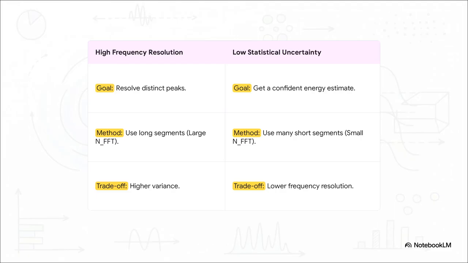So, at the end of the day, you're faced with this classic analyst's dilemma, this trade-off between bias and uncertainty. If your goal is to tell two very closely spaced frequency peaks apart, you've got to use long segments. But if what you really need is a statistically solid, confident answer for the energy at a certain frequency, then you need to average over many short segments. There's no single right answer. It all depends on the story you're trying to find in the data.